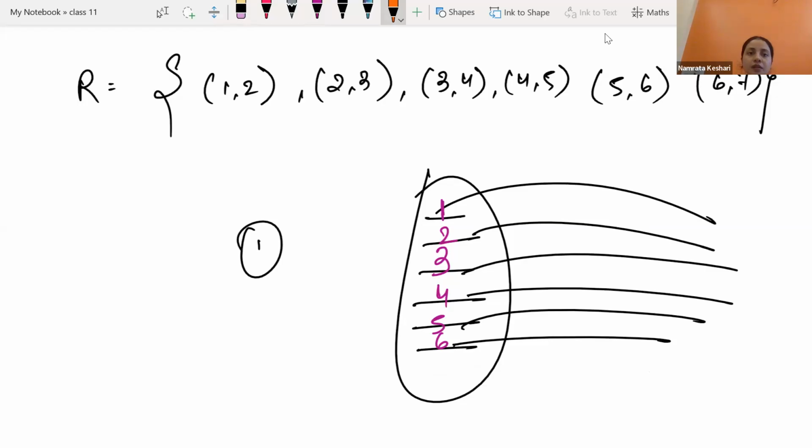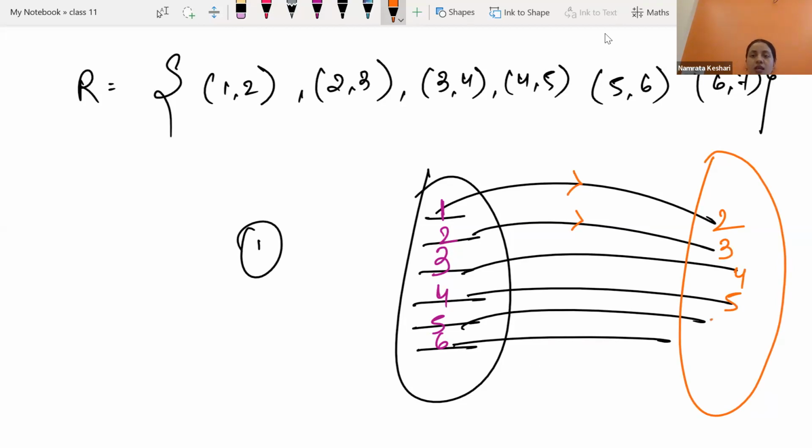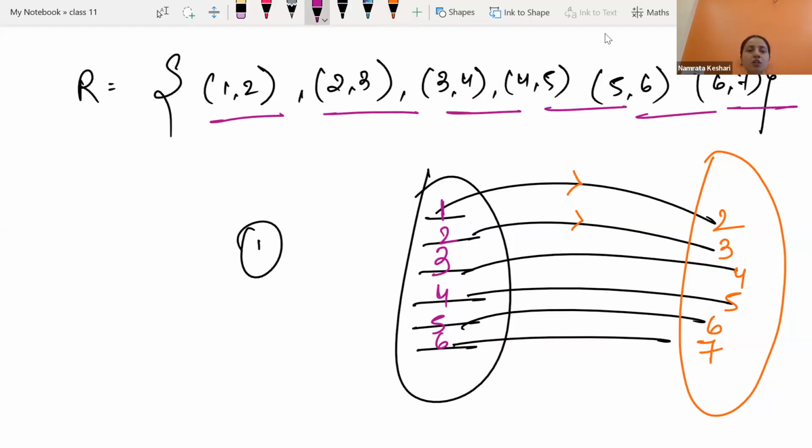Getting it? Okay, rule number 2, we will be checking minutely. So 1 is connected with 2, 2 is having the image 3, 3 is having the image 4, 4 is having the image 5, 5 is having the image 6, and 6 is having the image 7. Now we just need to check that no two distinct ordered pairs can have the same first element. Anywhere the first element is matching, so many ordered pairs we are having over here. Anywhere the first element is matching? No.